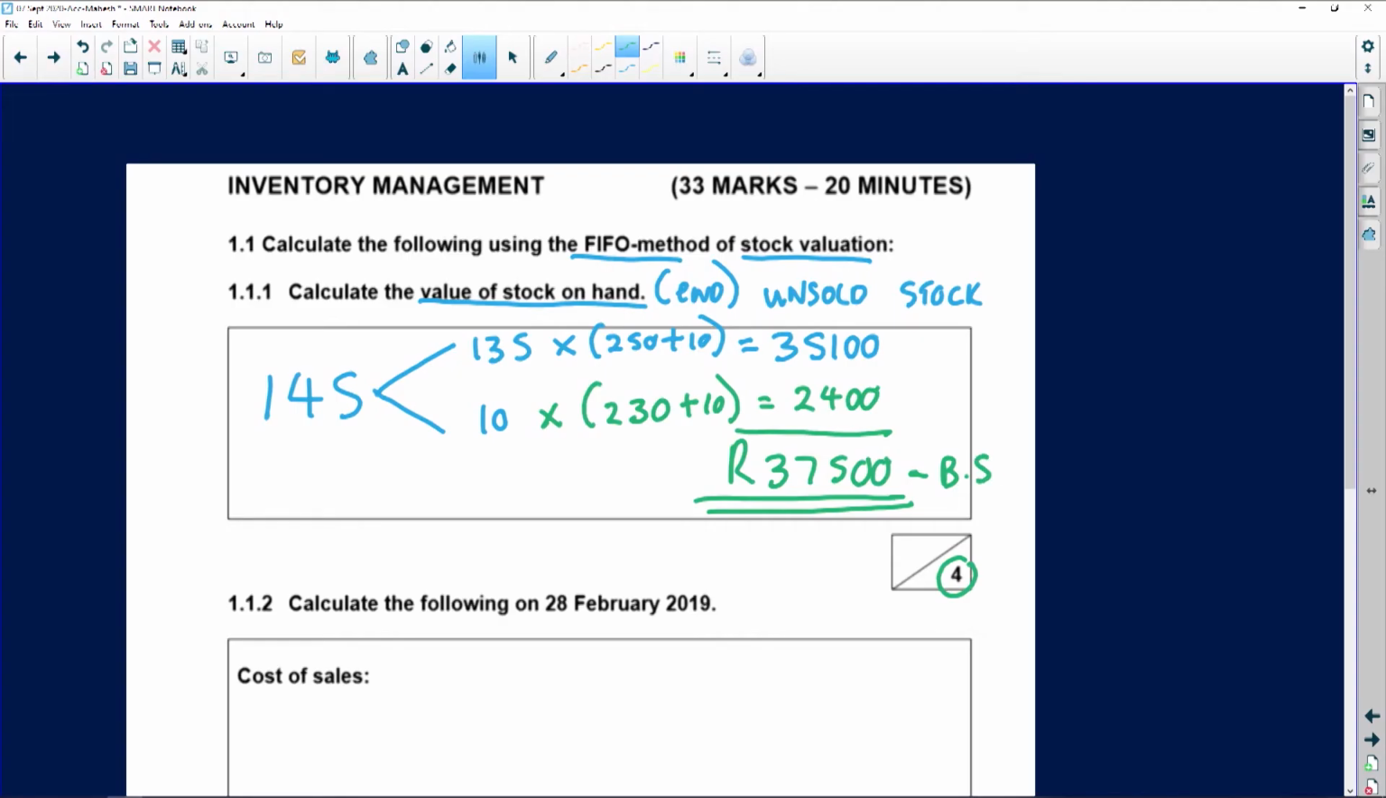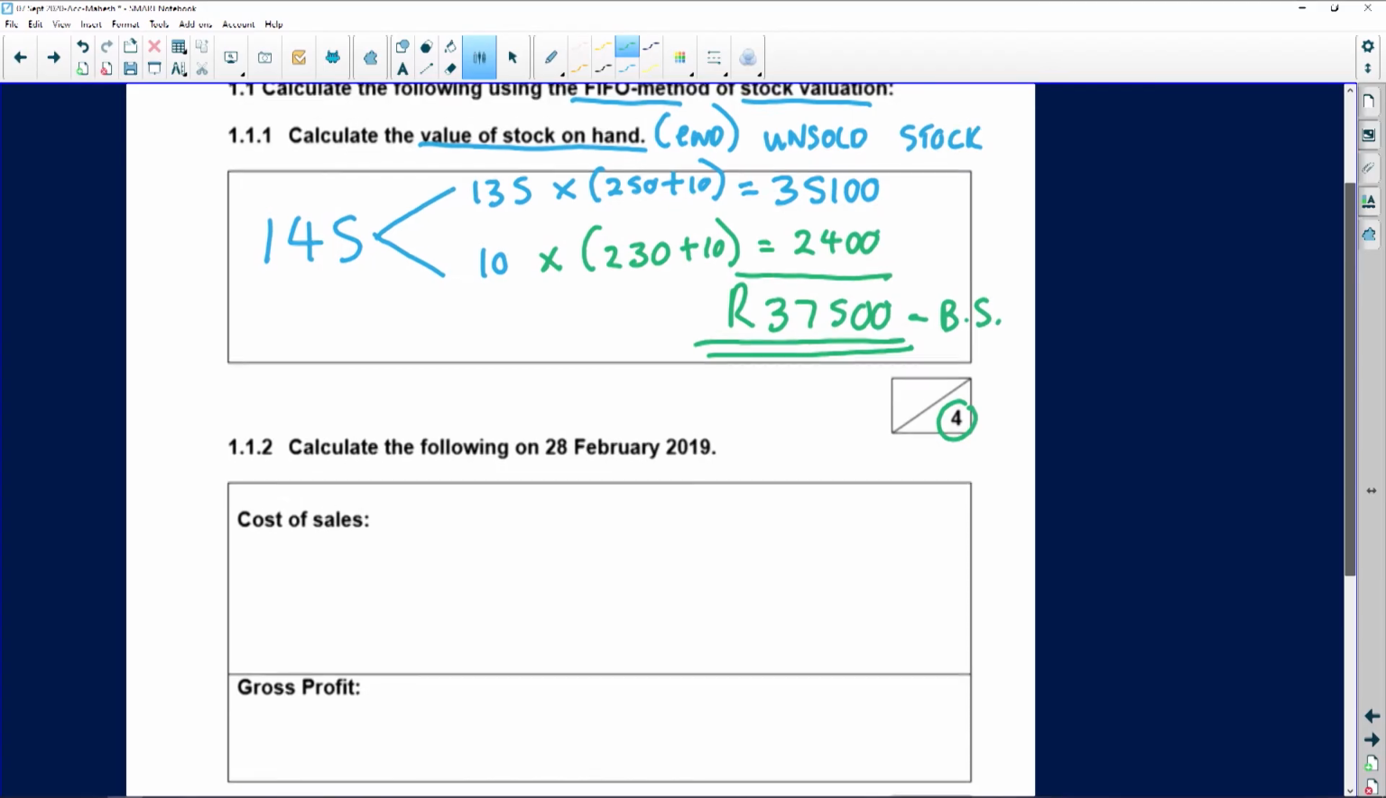Okay, remember, this is the figure you would take to the balance sheet. So if they had to throw in a question, where would you record 37,500? You would record it in the statement of financial position, or as we previously called it, the balance sheet. So that's the value of your closing stock. Okay, right, let's move on now to the next question.